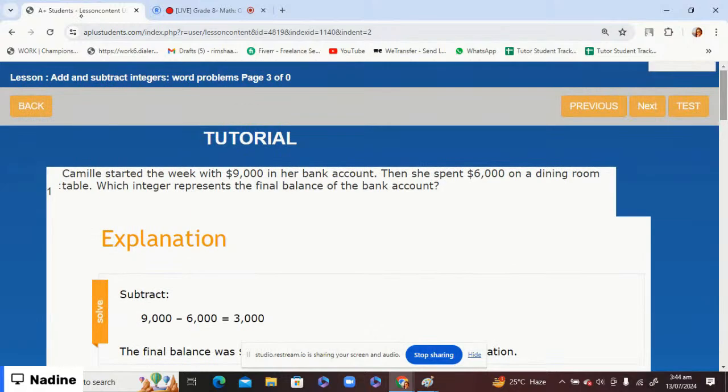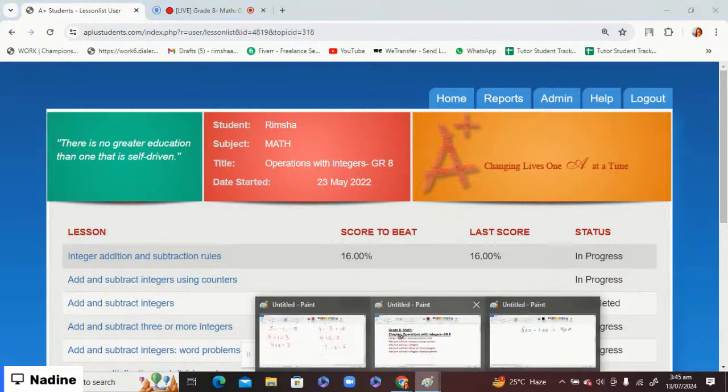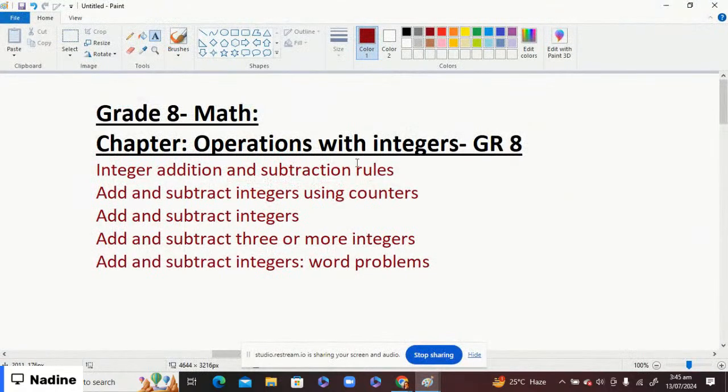This is the last lesson of the day. Hope you guys understand all these lessons. Make sure before starting the next session you practice all these questions, and if you still need any help with any of the questions, then you can contact tutors on Skype, available Monday to Friday, 5 to 9 p.m. So today we covered grade 8 maths. This is the name of the chapter, which is operations with integers, and here is the list of the lessons.